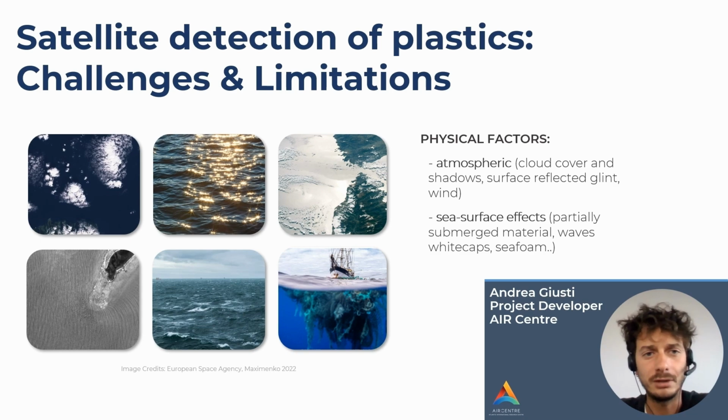For example, here we are listing some physical factors, which include atmospheric conditions and sea surface effects. For example, cloud cover and shadows can obscure our view, and surface reflection can make the overall task quite tricky. Wind also can disrupt our observation. Sea surface effects include, for example, the fact that some marine debris can be partially submerged, and the presence of waves, whitecaps, and sea foam can complicate the detection process even more.